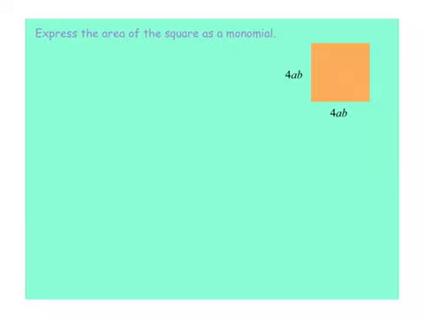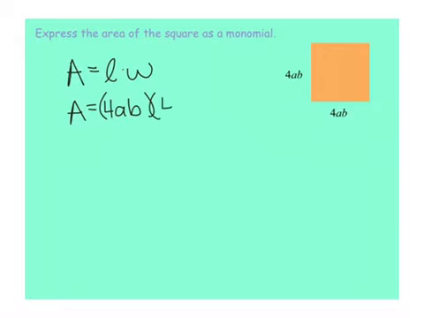Last example here, we want to express the area of the square as a monomial. So basically we want to find the area of this square here, and I know that area is going to equal length times width. So in this situation I have area equal to 4AB times 4AB. Now you just have to remember these are all imaginary ones here, and when you multiply you add them. So I know I'm going to have an a squared and a b squared.